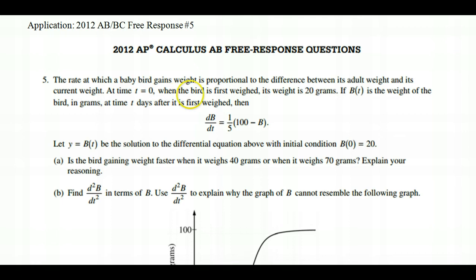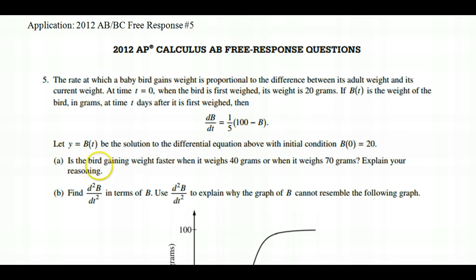At time 0, when the bird is first weighed, its weight is 20 grams. So if b of t is the weight of the bird in grams, when you plug in t equals 0, you get out 20. So this was just their nice way of telling you exactly what they gave you in mathematical notation, so you wouldn't have to figure it out from this sentence, but it was already given.